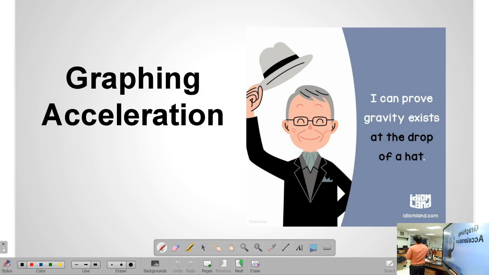Okay, right at the top, you should write graphing acceleration notes. Let's go ahead and get started a little bit. Some of this is going to be refresher, or a little bit of review about graphing velocity, but now we're going to graph acceleration, which we learned last week.